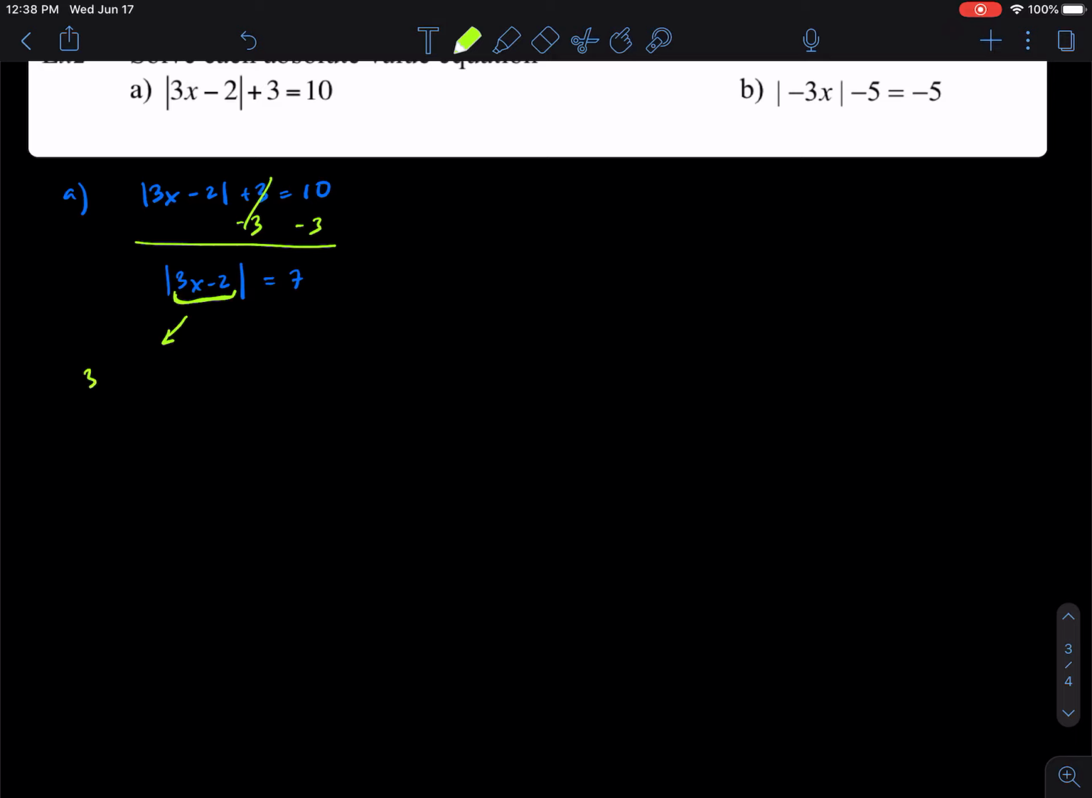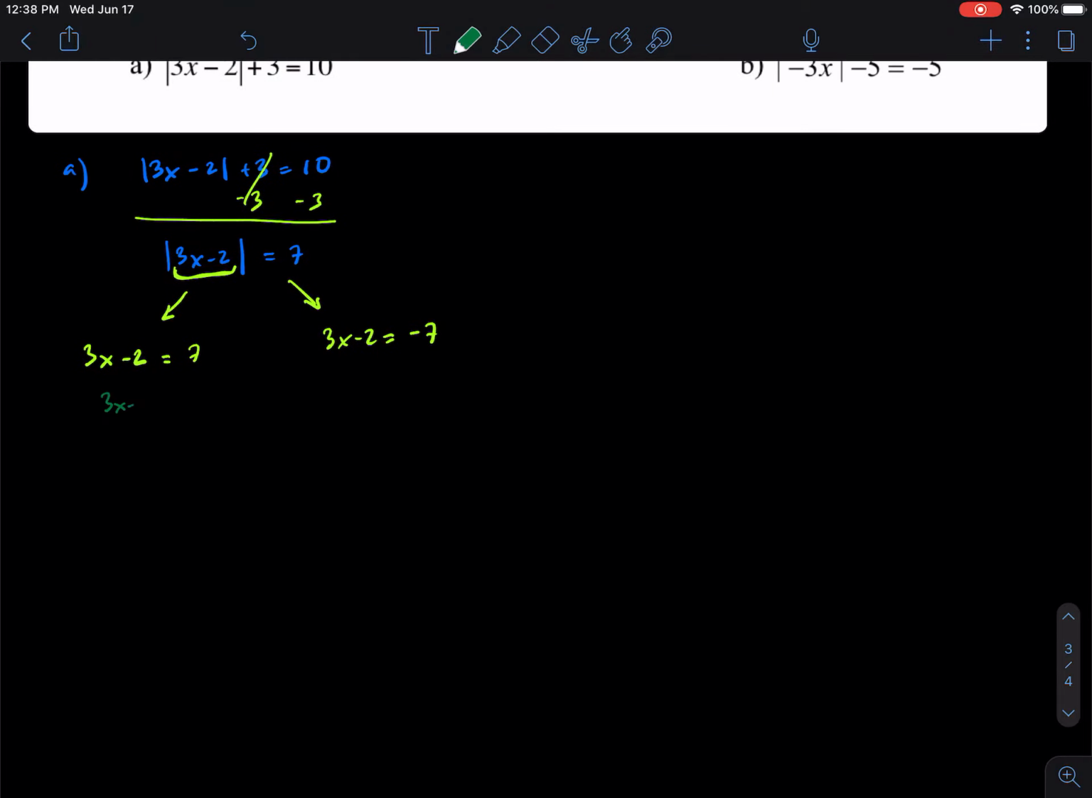We can say whatever x is, 3x minus 2 can turn out to be negative 7 to make this work. Make that positive first, positive 7, that's one scenario. Or the 3x minus 2 is going to be negative 7. There's only two possibilities. From there, we can solve for x for each equation.